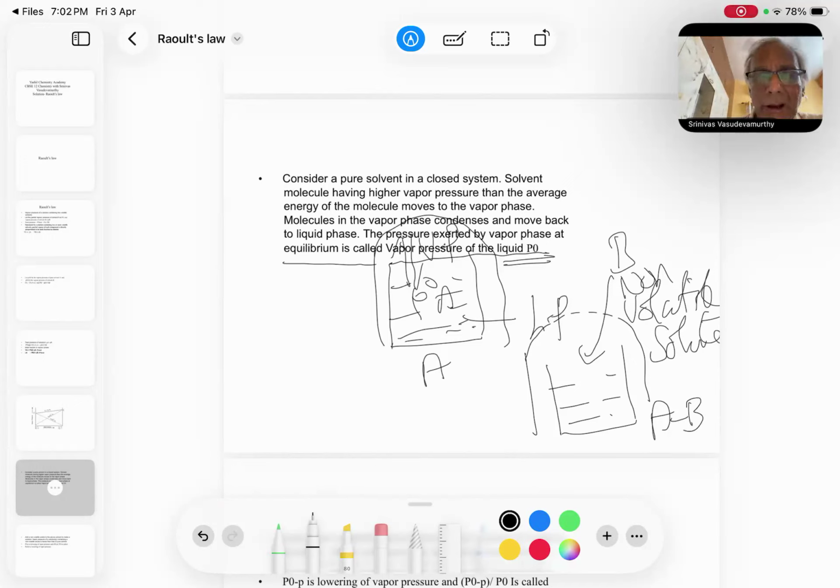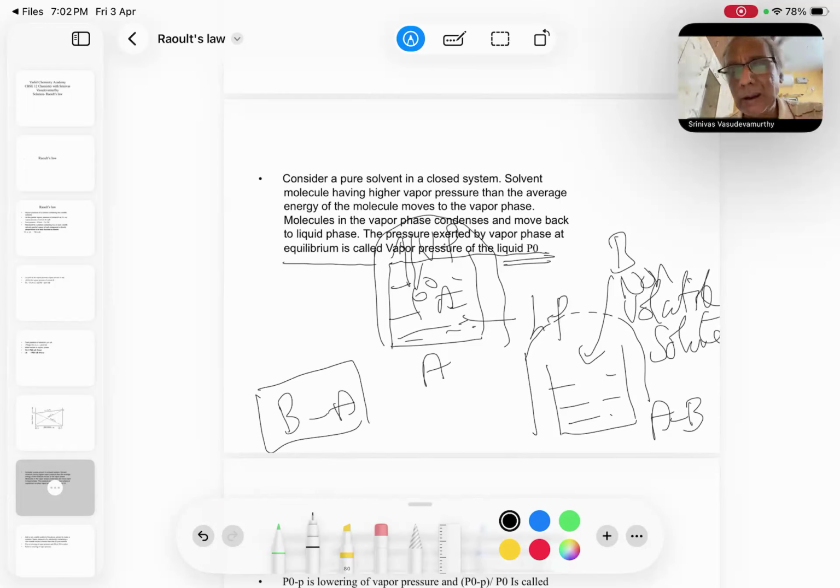Now what happens? The solute B and the solvent A will interact with each other. Of course, A-A interaction is already there. B-B also will interact. Now the A-B interaction will start here. So now the solute B interacts with solvent A in the solution. Because of the A-B interaction, the number of molecules going to the vapor phase will become lesser here. So the vapor pressure will decrease here.